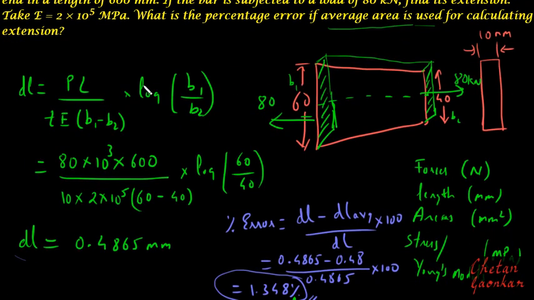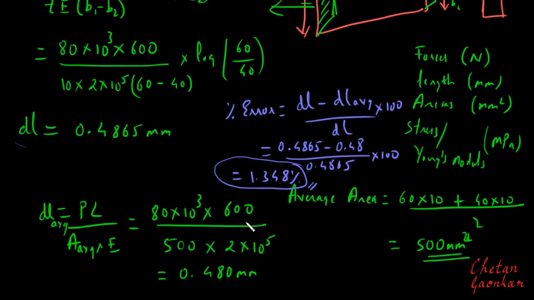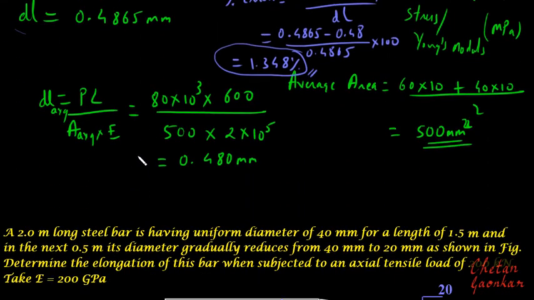So basically we had to use this derived formula, calculate the average area, and then calculate the deformation, subtract it, divide it by the actual deformation and multiply it by 100, and you will get the percentage error. This was a very easy problem just to demonstrate the use of this formula. So let us go to the next example.